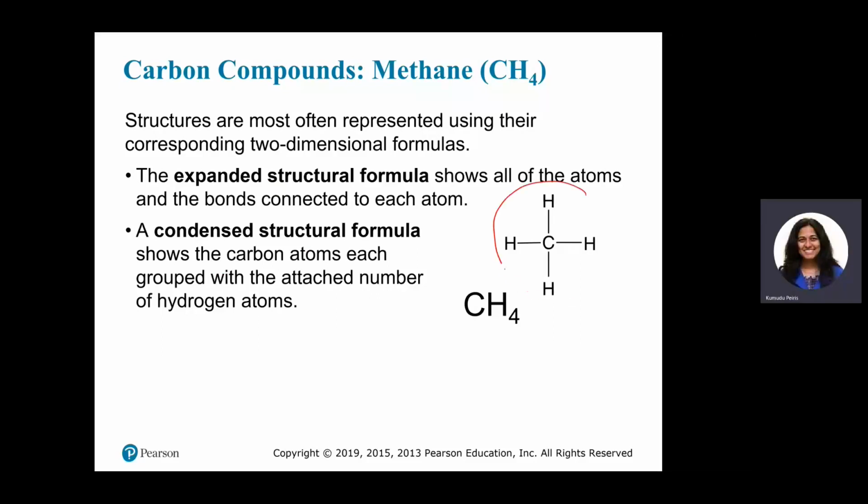This is the expanded structural formula. There you will see a bond drawn between these two atoms. This is the representation of a condensed structural formula. We just write the number of carbons and hydrogens, and the number of each atom is subscripted like that. So this means this compound has 1 carbon plus 4 hydrogens.